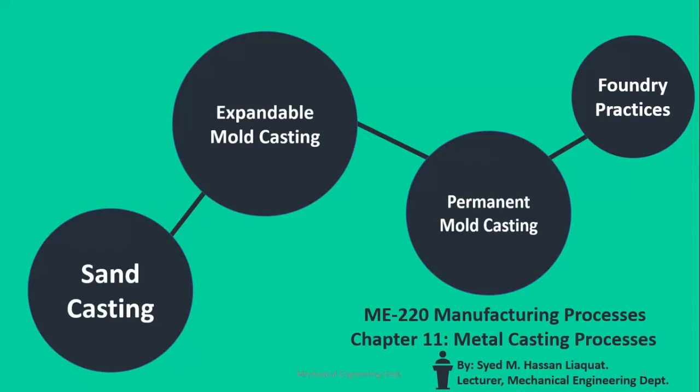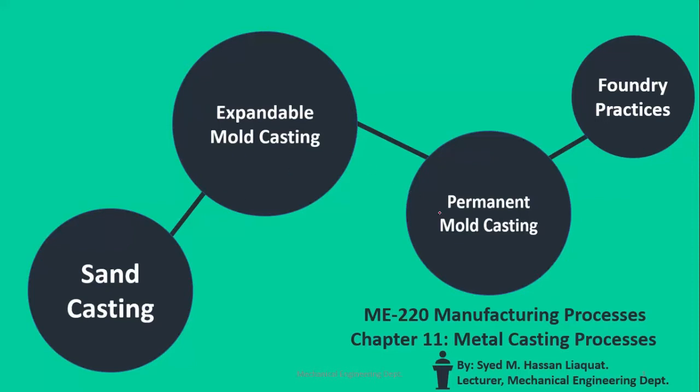Welcome to the third lecture of this week 3. We were studying chapter number 11 of our course book, that is metal casting processes. In this chapter we have gone through the sand casting and the various features of the sand casting. Then we discussed the different types of expendable mold casting in the last two lectures.